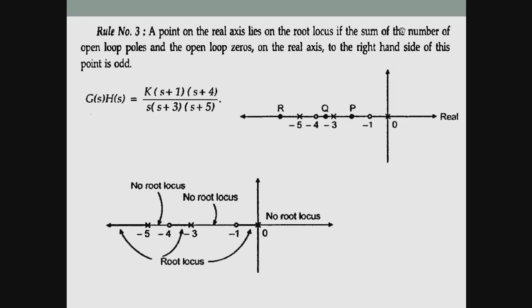Okay, what is rule number 3? A point on the real axis lies on the root locus if the sum of the number of open loop poles and open loop zeros on the real axis to the right hand side of this point is odd. Okay, so what does this reflect to us?